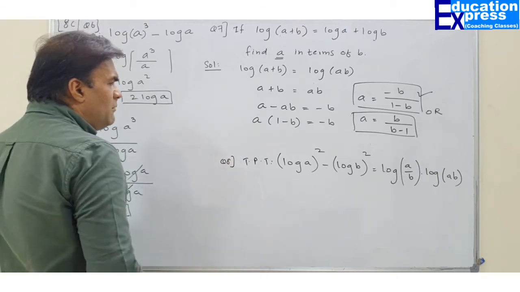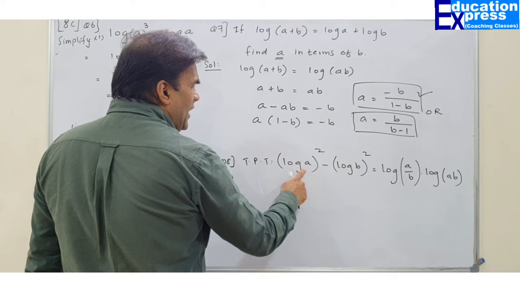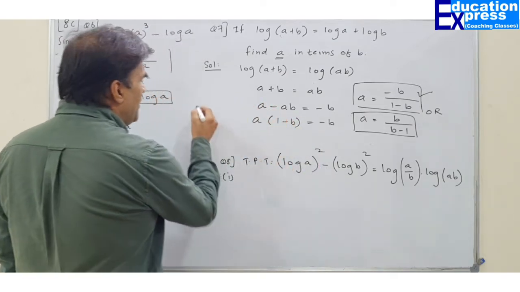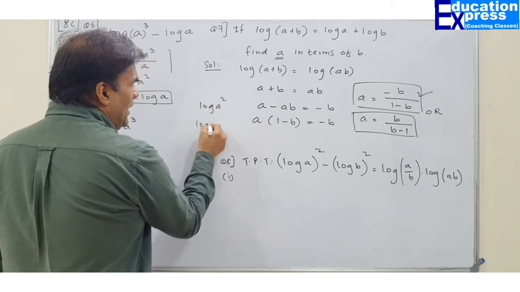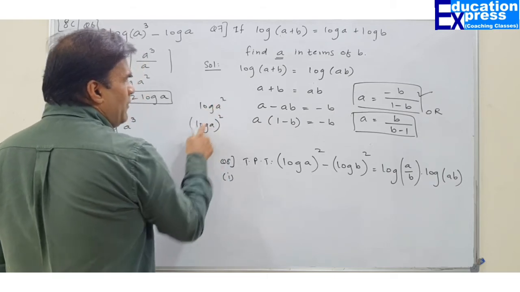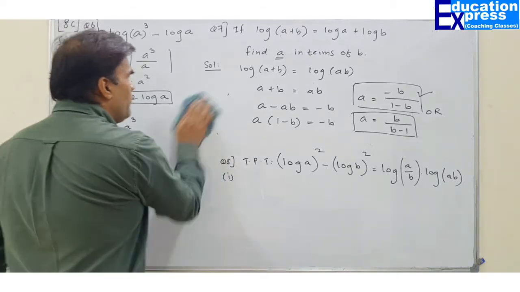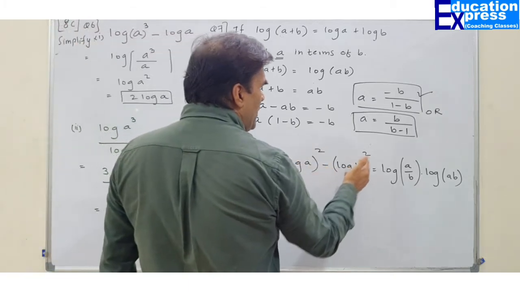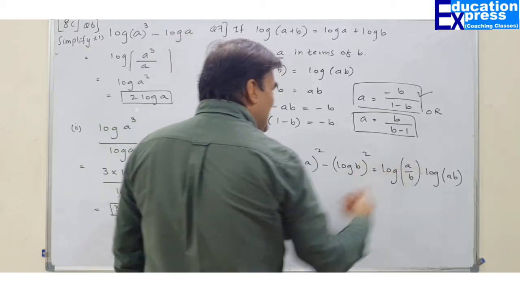Look at this question number 8, part 1. What does it say? It says log a, the whole square. Understand my dear friends, there is a difference between log a square and log a, the whole square. They both are not the same. They both are different. So we have over here log a, the whole square minus log b, the whole square. We have to prove that this and this are equal.